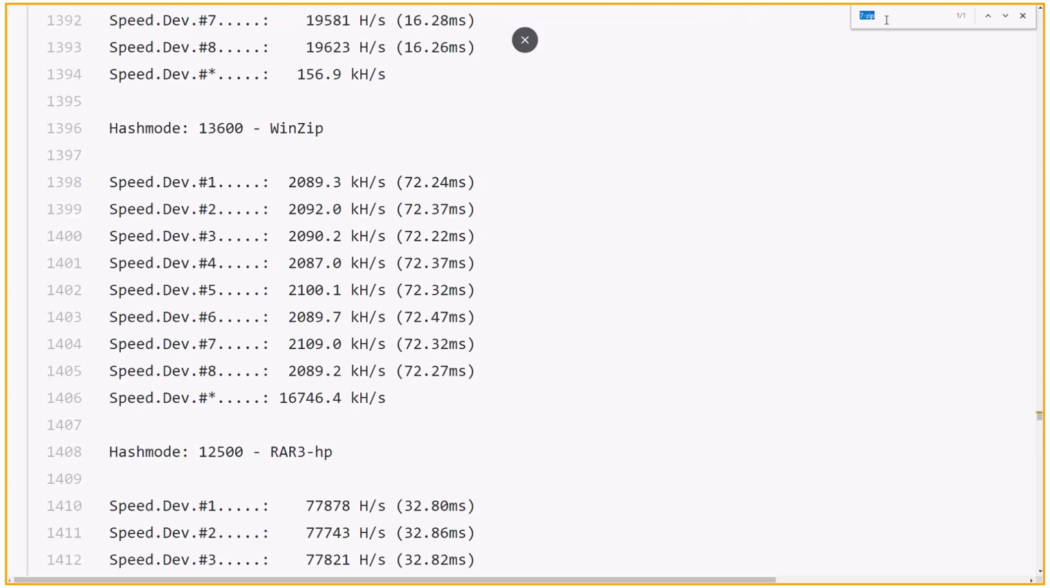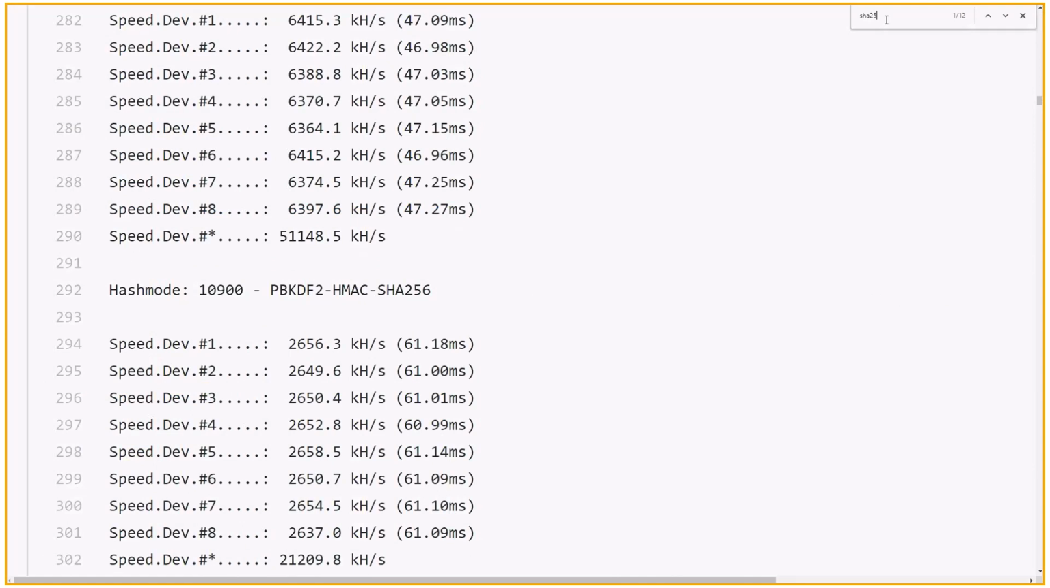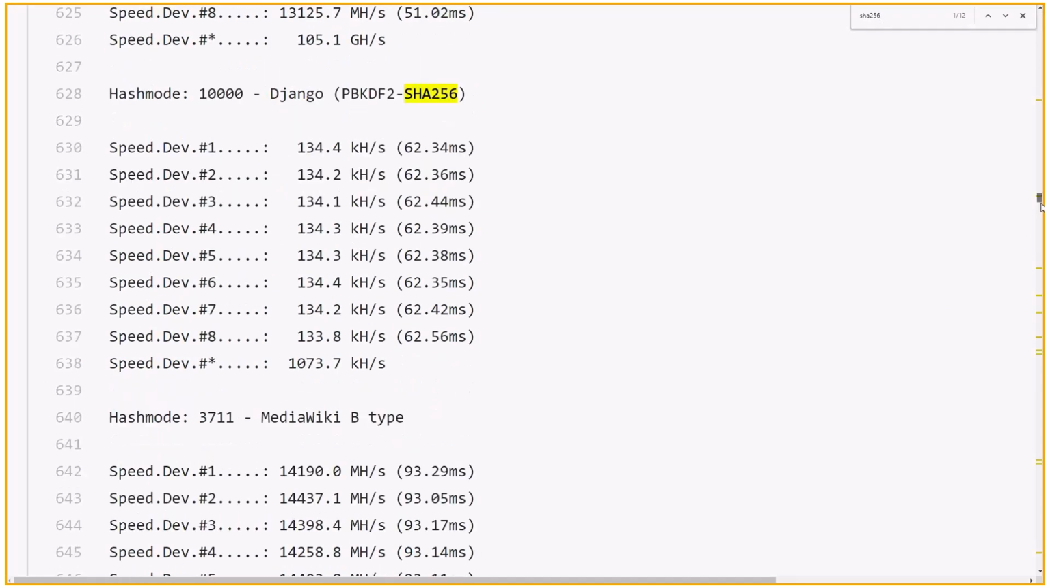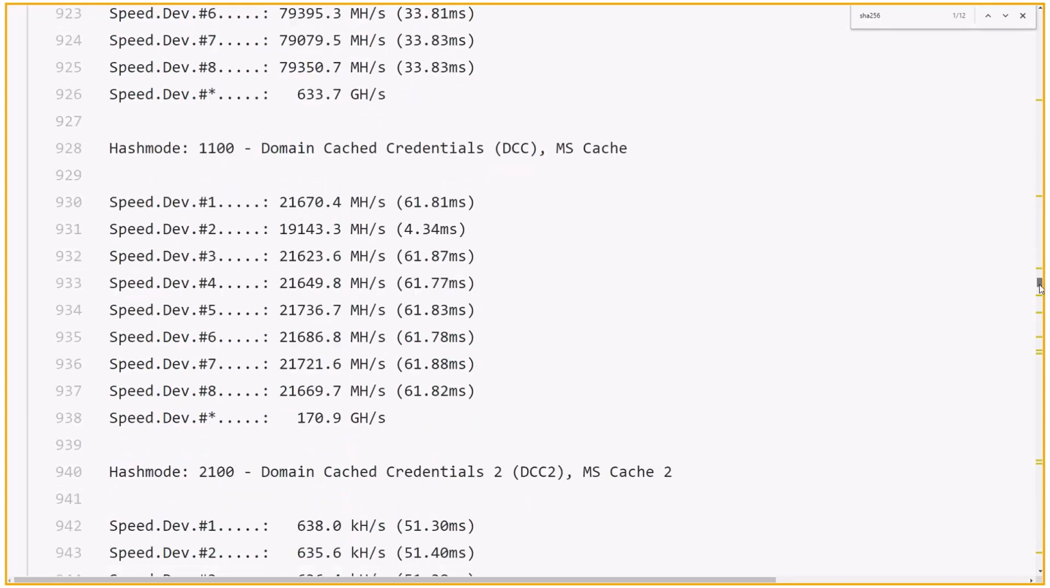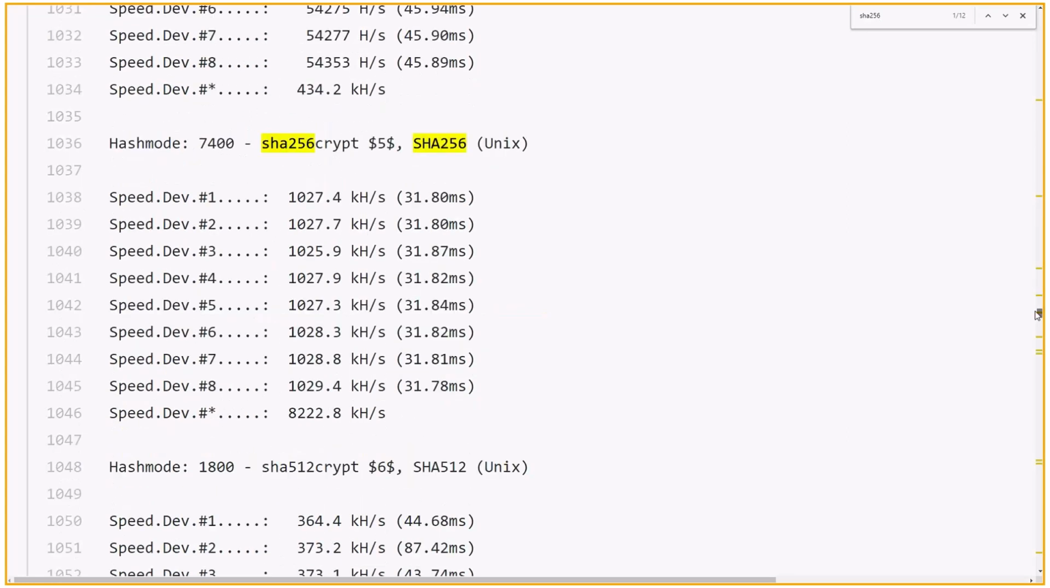Okay, the next question is, everybody knows that, for example, SHA-512 is more secure than SHA-256, but how much more secure? How many times is one hash more secure than the other one? Okay, this table also allows us to answer this question. Okay, let's find the corresponding string. Django. Not this one.